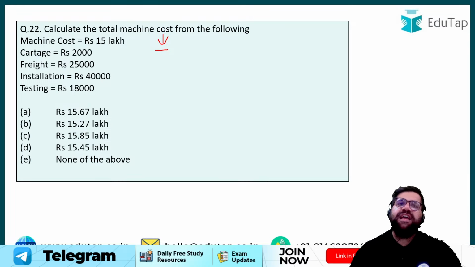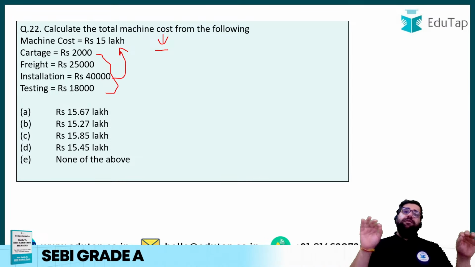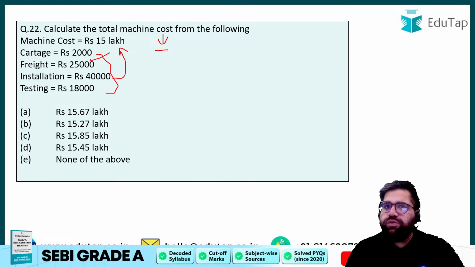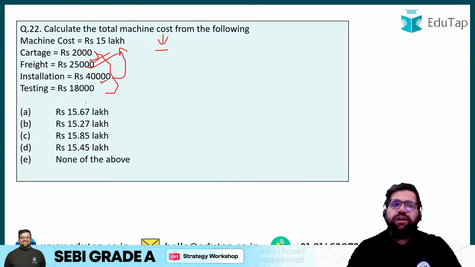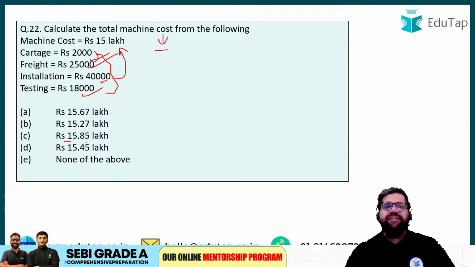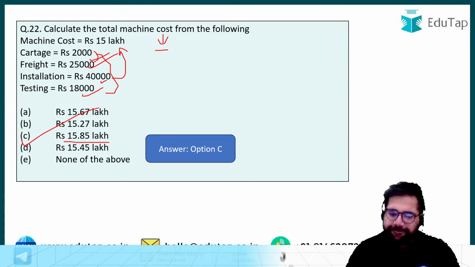Yes, as per the cost principle, I have to include all the expenses related to that particular machine in the overall cost itself. So it will be 15 lakh plus 2000 plus 25,000, so this is 27, plus 40,000 plus 18. If you do this mathematics, 15 plus 2 plus 25 plus 40 plus 18 will give you the answer as 15 lakh 85,000, right? So my correct answer will be option number C.